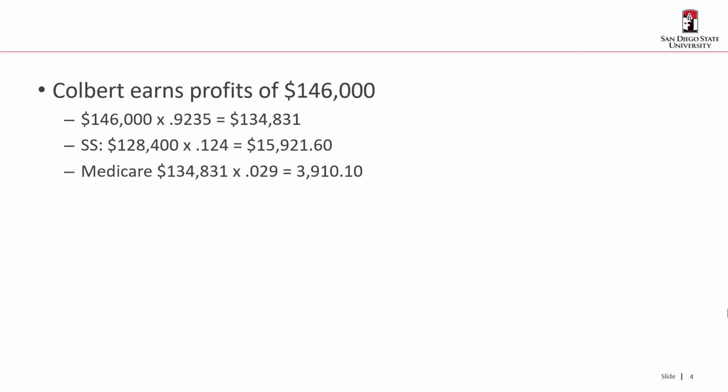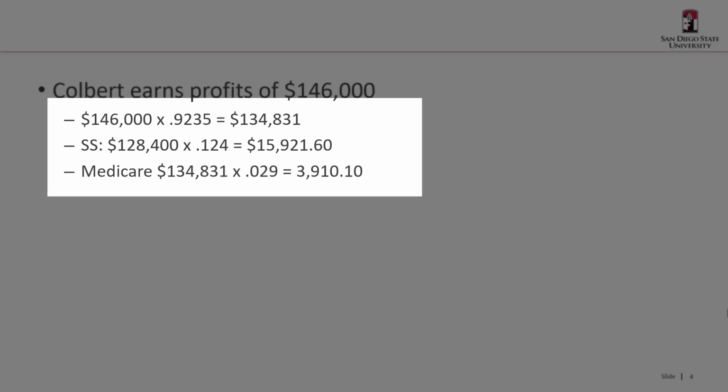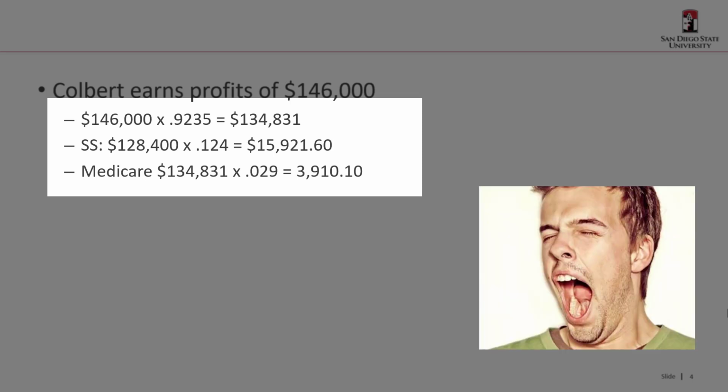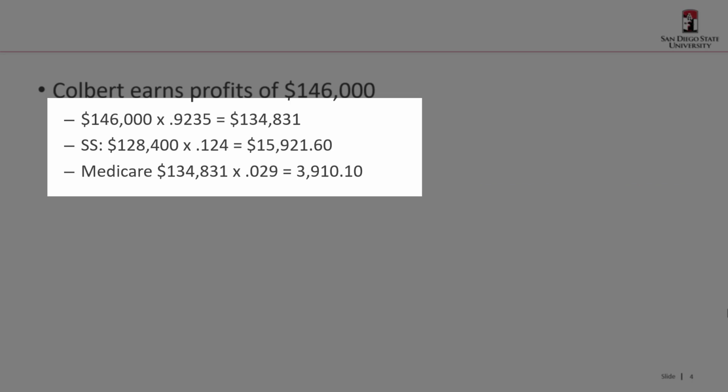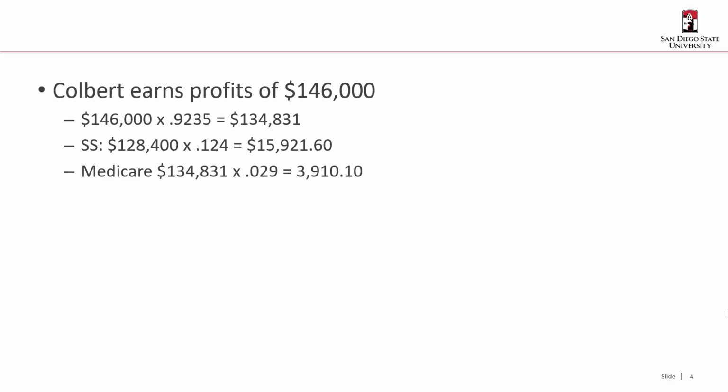If Colbert earns a profit in 2018 of $146,000, then we would take the $146,000 multiplied by 92.35%. We get $134,831. Note that that is over the Social Security cap. As a result, Social Security, the 12.4%, is paid only on the first $128,400, whereas Medicare is levied against the entire profit after the haircut, $134,831. Multiply that by 2.9%, and you get Colbert's self-employment taxes.